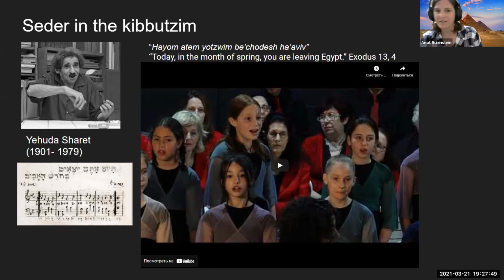Yes, wonderful. This is just enough for us. So let's hear Hayom Atem Yotzim B'Chodesh Aviv, performed. It's a reconstruction of this Seder in Kibbutz Yagur.